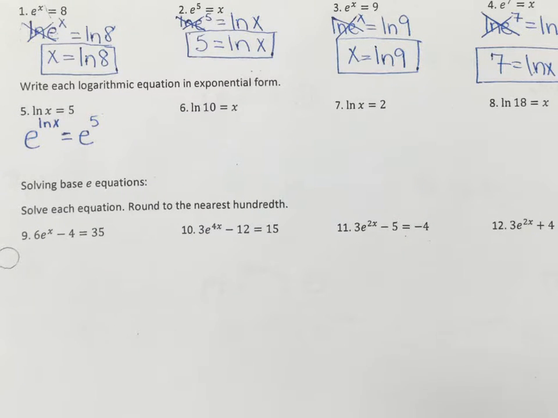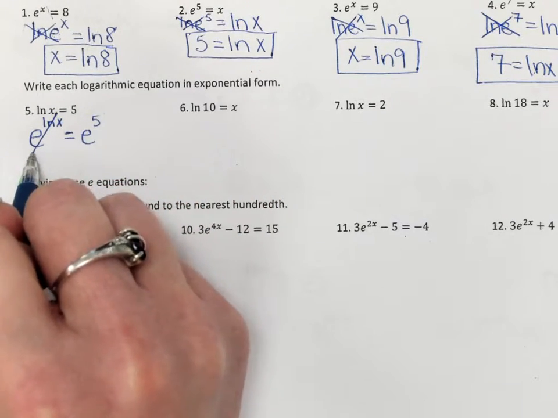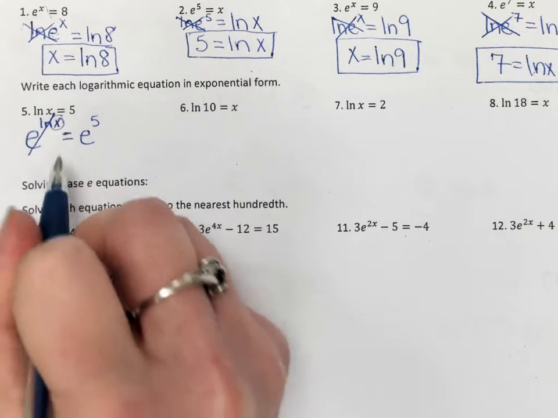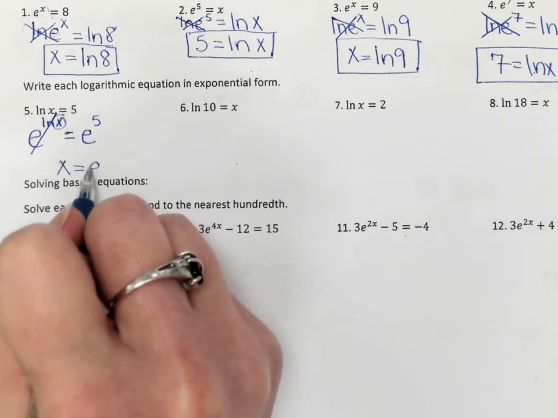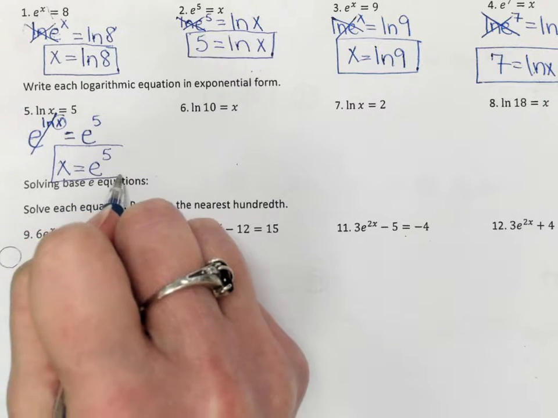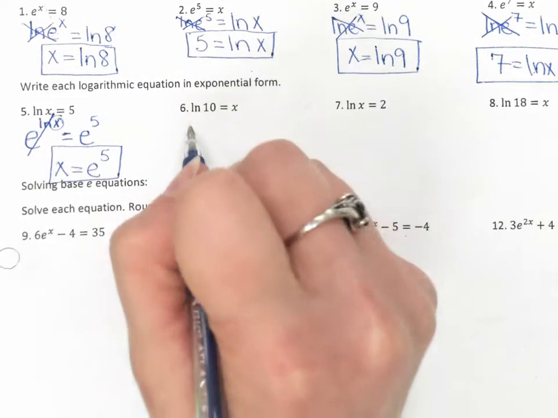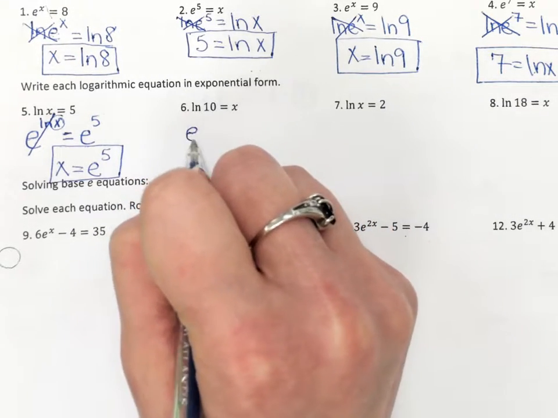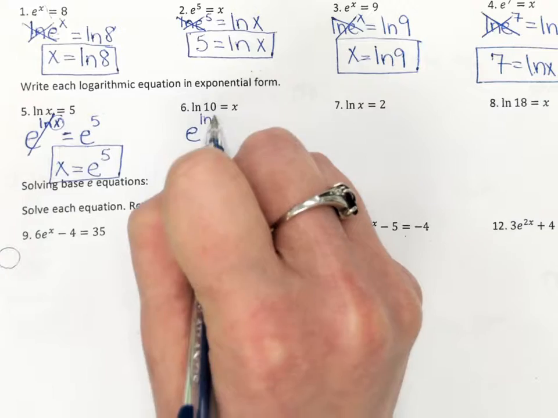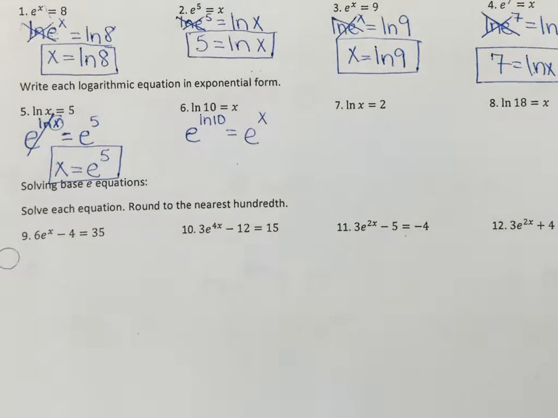All right, what cancels out? What are opposites? Natural log and the e. If they cancel out, what's the only thing left? Perfect. All right. What about number 6? What's the opposite of a natural log? An e. So e to the power of the natural log of 10 equals e to the power of x.